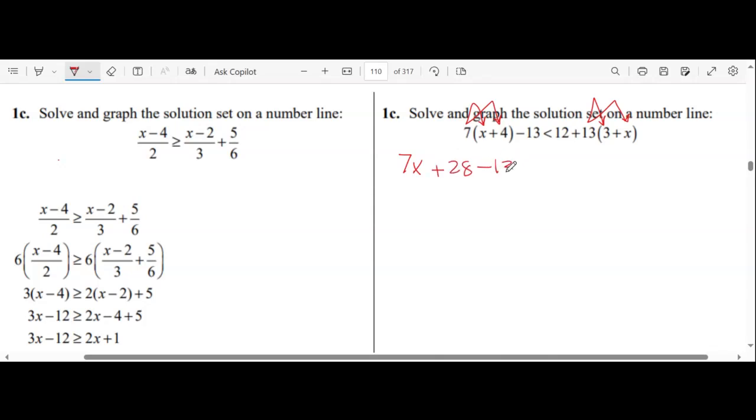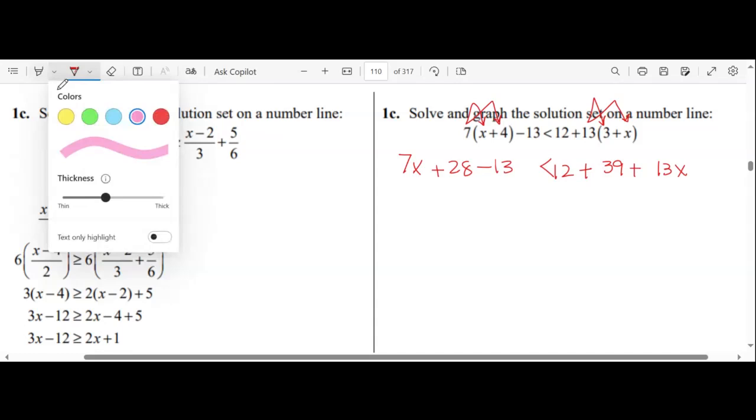Minus 13 times 12, plus 13 times 3, 39. 13 times x, 13x. Good. Now, what's the next step? Who can tell me what's the next step?